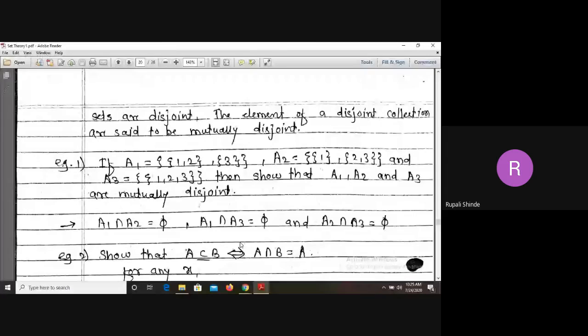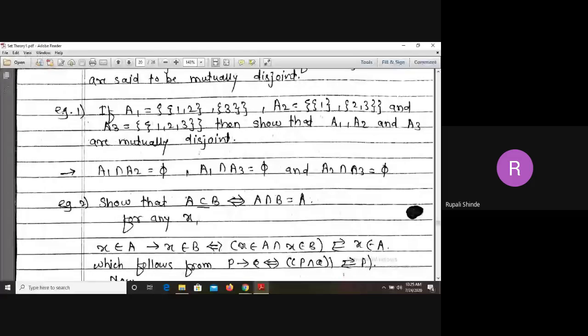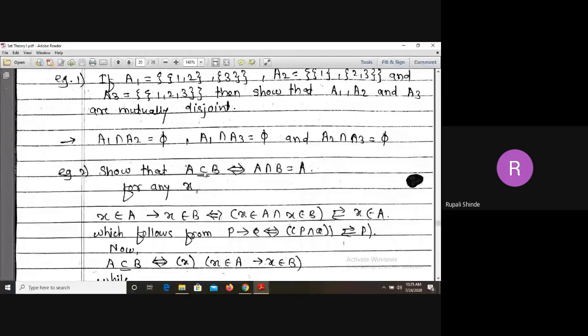Now, in the next example, we have to show that A is a subset of B. This is equivalent to A intersection B equals A. So first of all, we have to see what is the meaning of A is a subset of B. We have seen this concept of subset: for element X, if X belongs to A, then X belongs to B. So this is the meaning of A is a subset of B. Now this is equivalent to A intersection B, as they have said.